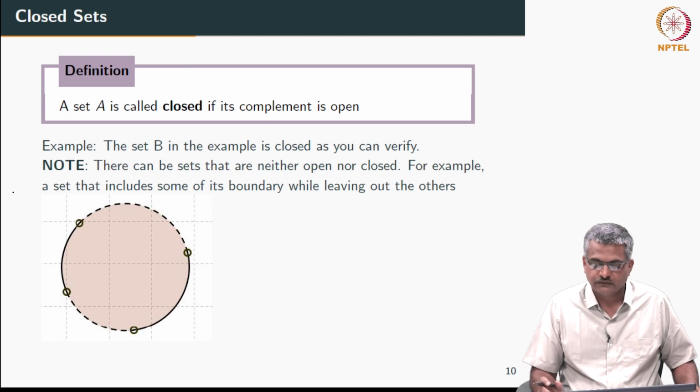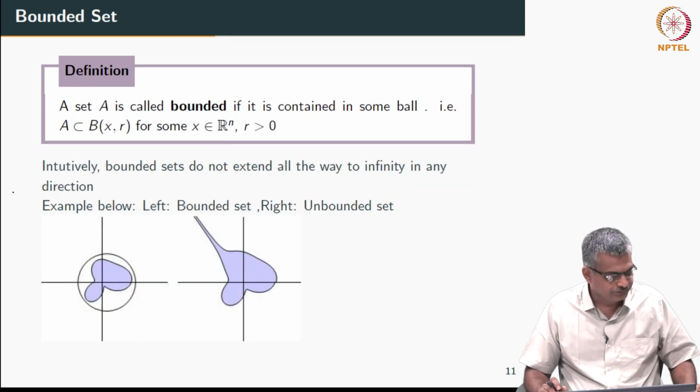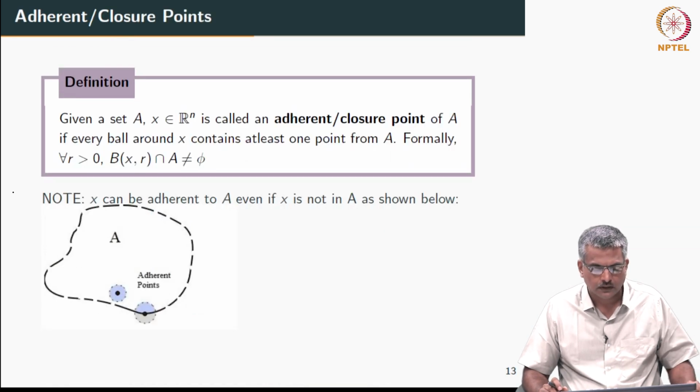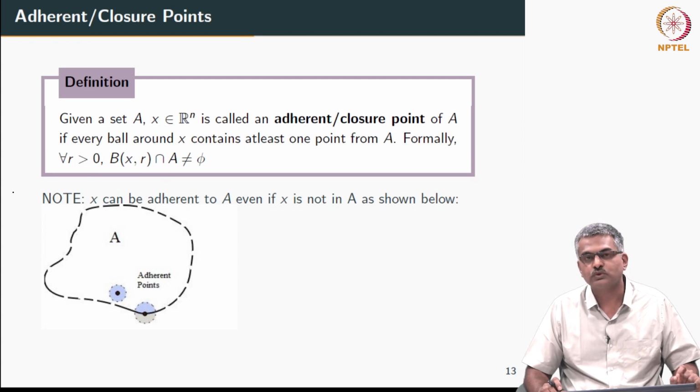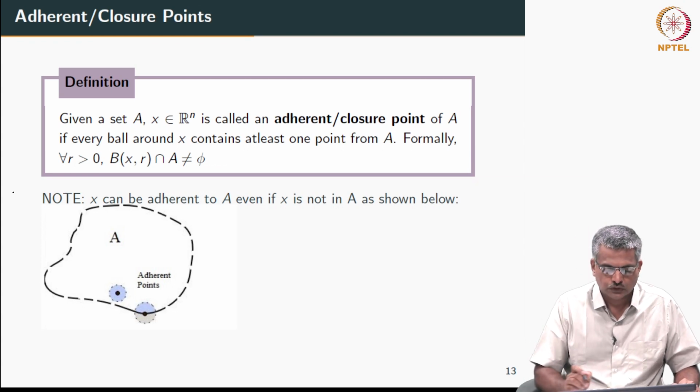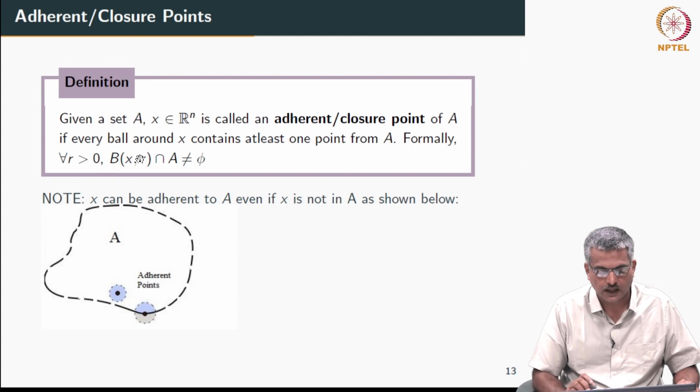One way of defining a closed set: we saw that the complement of an open set is a closed set, but we want to do it from the basic definition. So, given a set A, x belonging to R^n, note that x need not belong to A; x is any point in R^n. It is called an adherent point or a closure point of A if every ball around x contains at least one point of A. That means given a point x, for every radius r, the ball centered at x with radius r has a non-empty intersection with A.